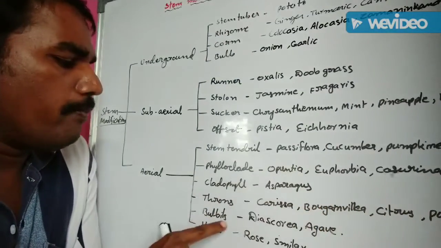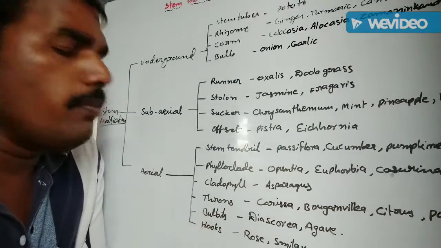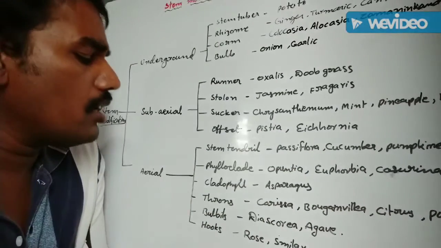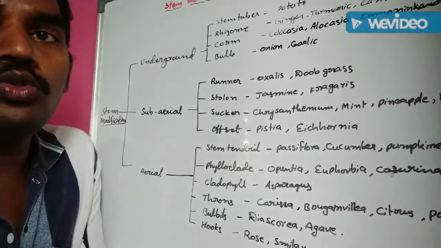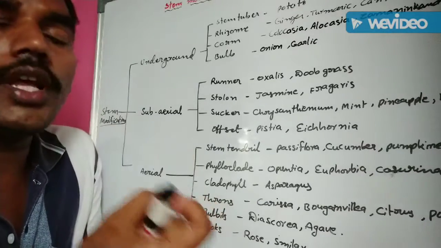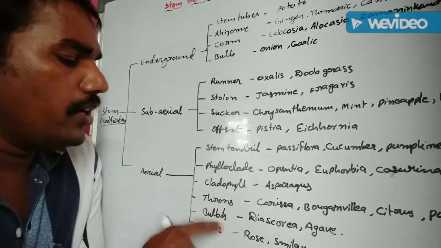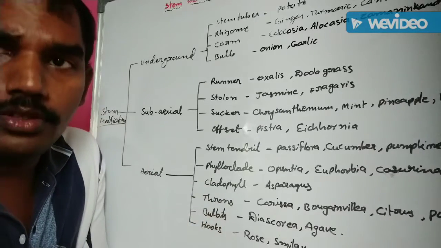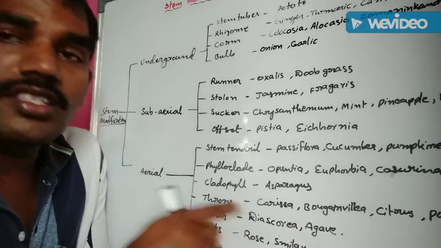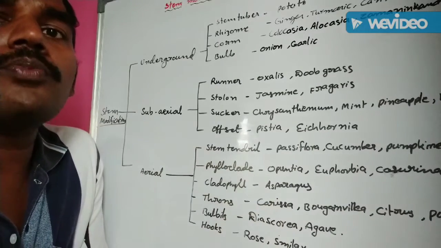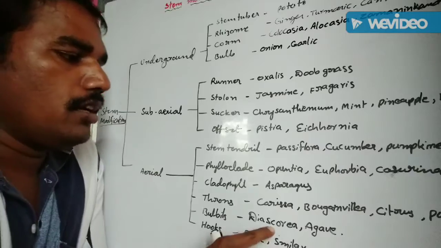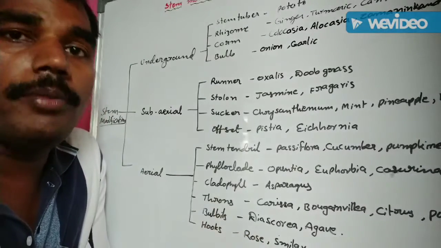Next one, bulbils. These bulbils are axillary buds. This means an axillary bud is modified for storage of food material and becomes a bulbil. If this bulbil is detached from the mother plant, it produces adventitious roots and leaves as an individual organism. Examples: Dioscorea and Agave americana.